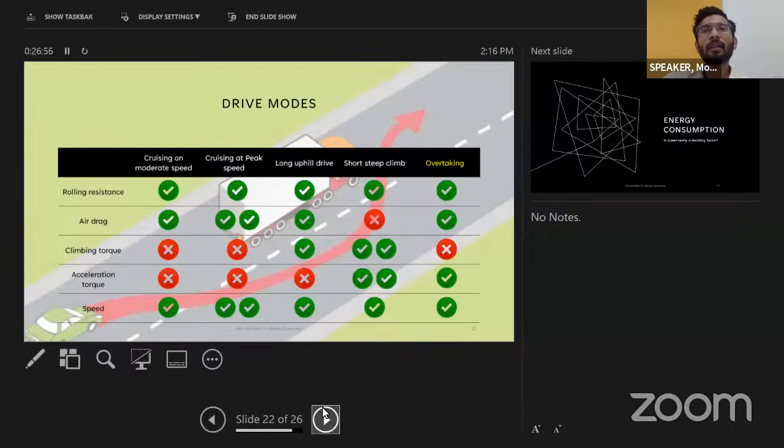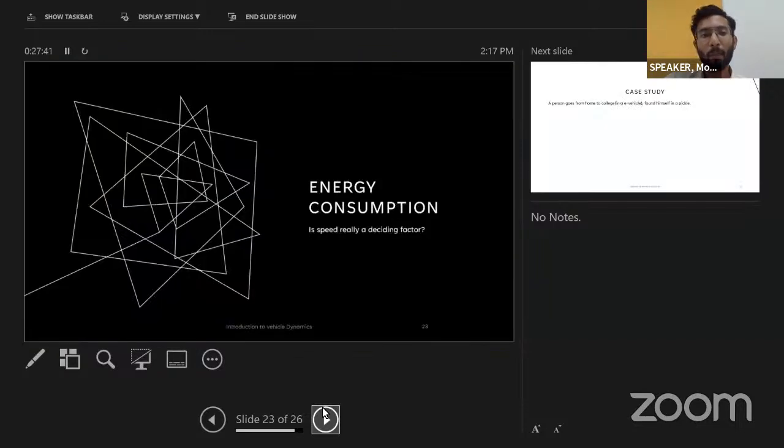I just want to give you a quick example of a vehicle. How much will be the air drag experienced by a vehicle moving at a lower speed and a higher speed? Let's say a vehicle is moving at 5 kilometers per hour, and another vehicle is moving at 15 kilometers per hour. What will be the difference? The difference in the drag would be the difference in the square of the velocity. That is, the vehicle moving at a higher velocity experiences 9 times more air drag than the vehicle moving at a lower speed.